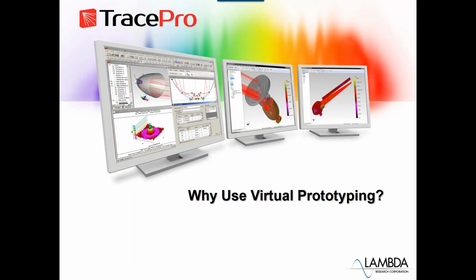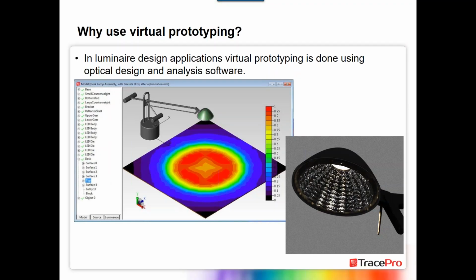So the question is, why would we want to use virtual prototyping, say, versus making actual physical prototypes? When we're talking about luminaire or lighting design applications, generally when we use the term virtual prototyping, it means we're going to be using some type of optical design and analysis software.